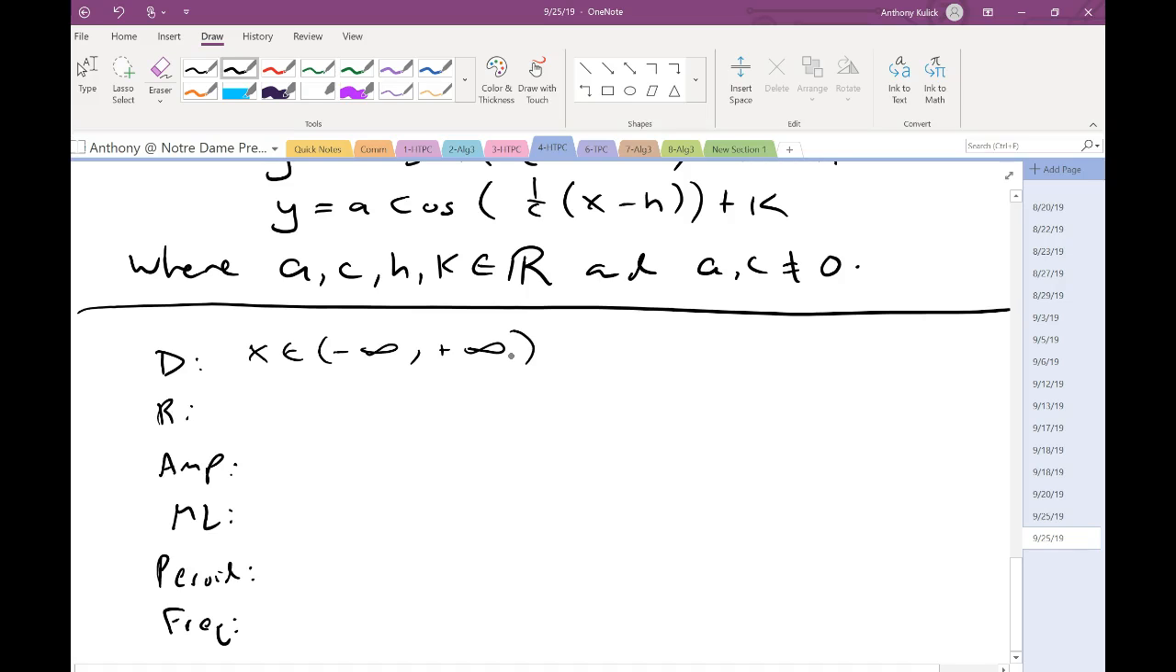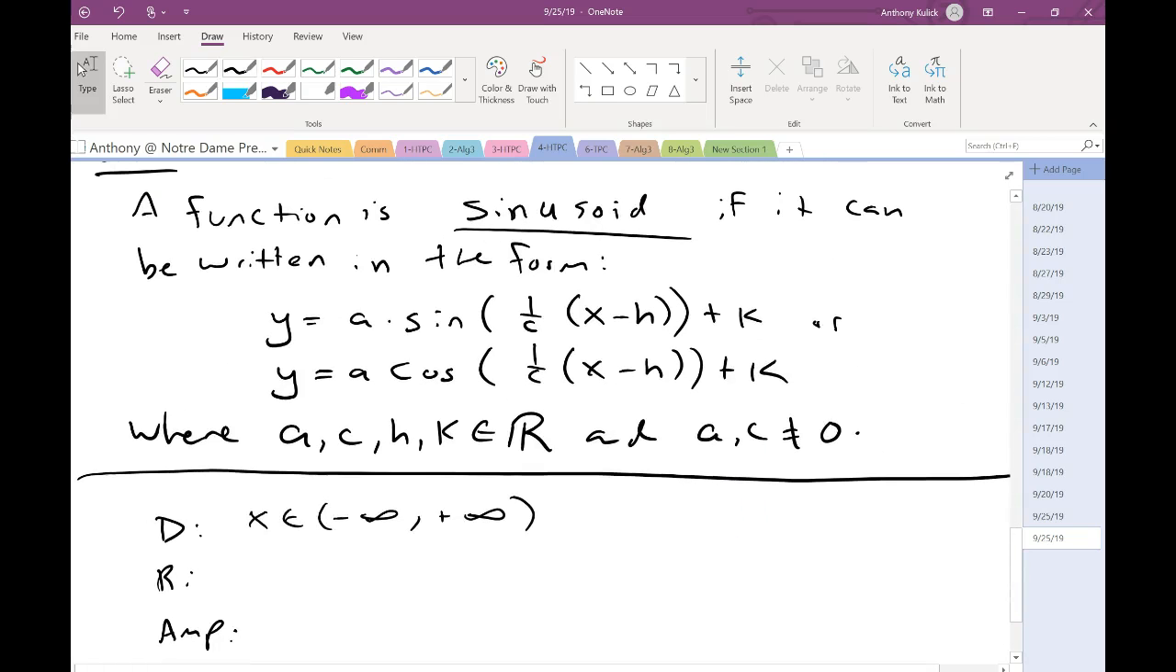How about the range? If I do a transformation on that, is it going to change? Definitely. Which coordinate is the range talking about? The y's. What coefficients affect the y coordinate? A and the K. I'm referring to the general transformations of sinusoids that I'm just talking about here.